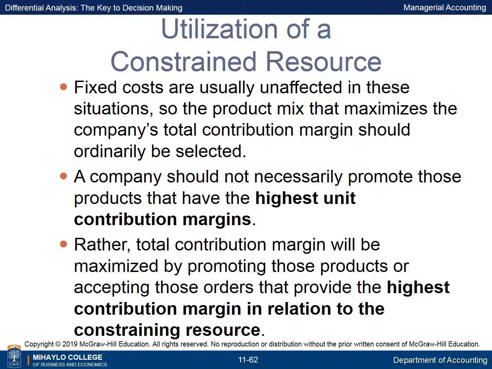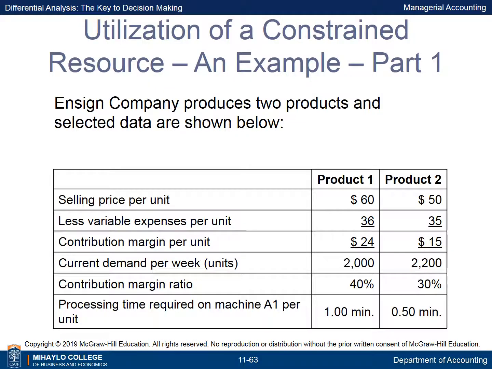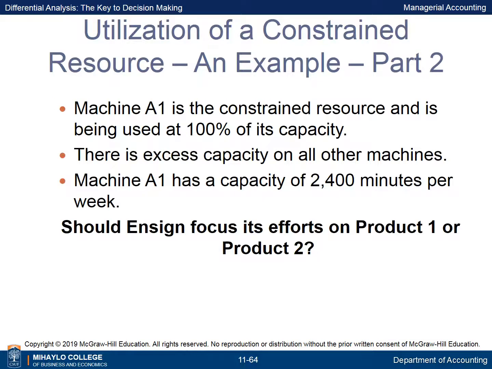of constrained resource. Ensign Company produces 2 products, and selected data are as shown. Machine A1 is the constrained resource and is being used at 100% of its capacity. There is excess capacity on all other machines. Machine A1 has a capacity of 2,400 minutes per week. Let's answer the following questions to determine if Ensign should focus its efforts on Product 1 or Product 2.